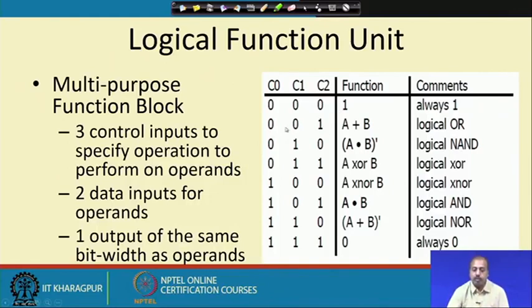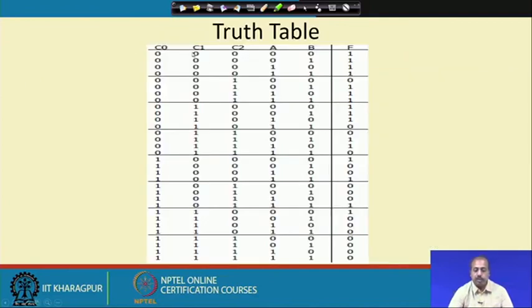If C 0, C 1, C 2 is 0 0 1, then it will compute A plus B, which is a logical OR of A and B. 0 1 0 is logical NAND, and 0 1 1 is logical XOR. Like that, we have different functions to be implemented if C 0, C 1, C 2 have some specific value. Now, this is the truth table.